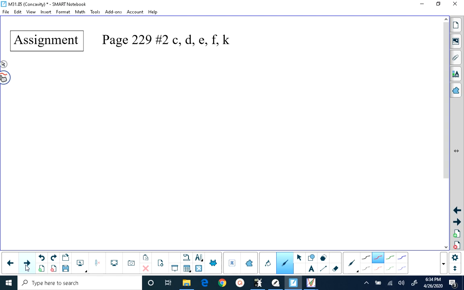On page 229, number 2, there's C, D, E, F, and K. I don't think it says to graph anything. You certainly don't need to graph anything. But I think after you're done collecting your information, it's not a bad idea to graph things on your calculator and see if they match up.